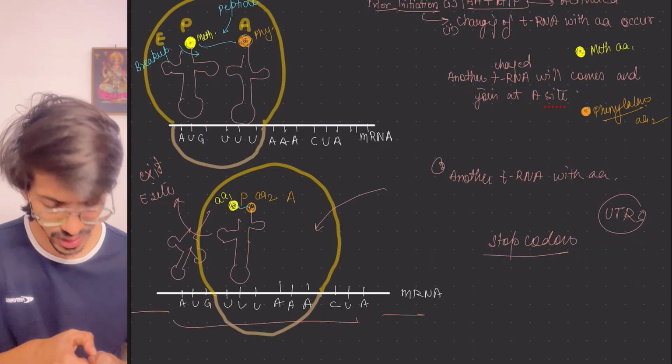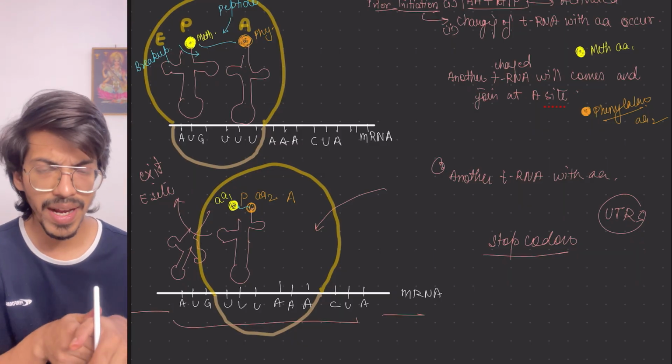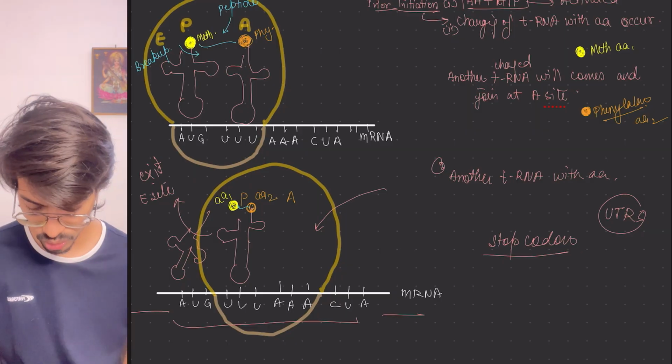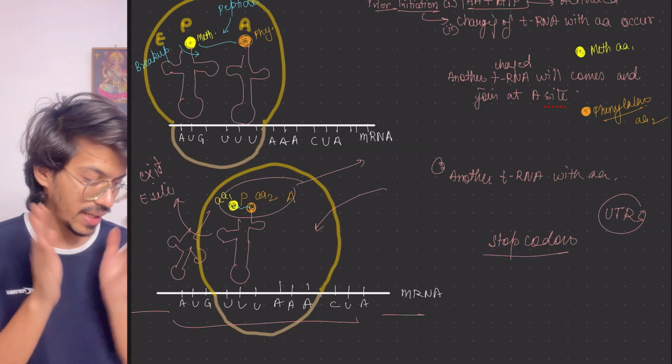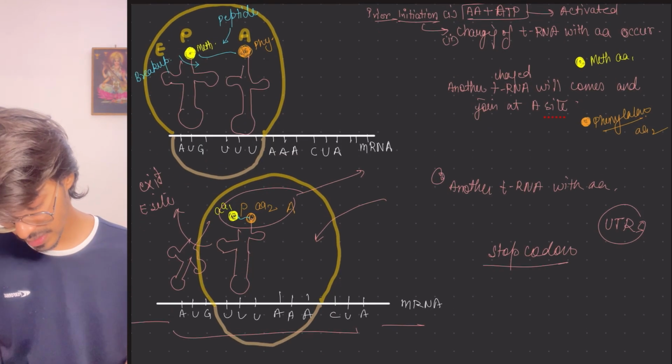For termination, we need a release factor that will come and release this whole chain as a polypeptide which will do the effects. This is about the translation.